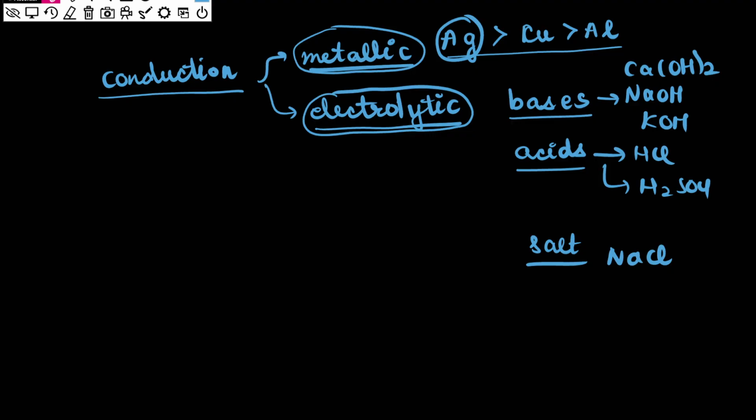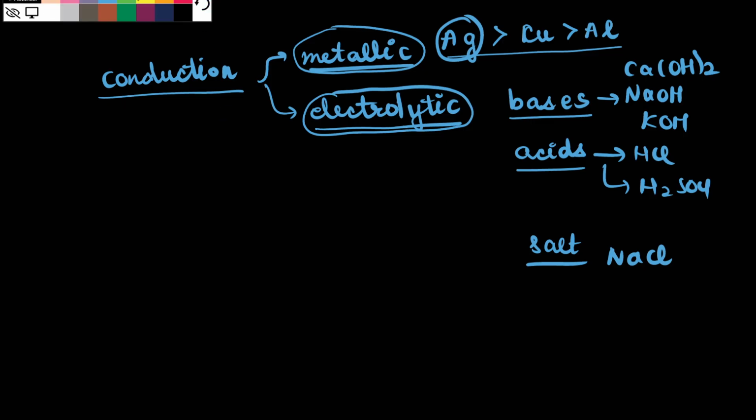The conduction is the phenomenon of the ability of a material to pass electricity through it. If we talk about the metals, the best metallic conductor is silver, and for electrolytes these can be strong acids, strong bases, or strong salts.